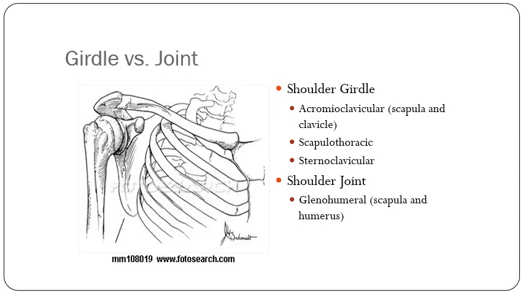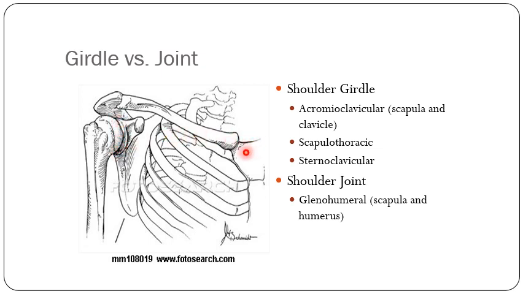So just to review a little bit, the girdle versus the joint. Again, remember the shoulder girdle is made up of the acromioclavicular joint, which is the articulation between the scapula and the clavicle, the scapulothoracic joint, which is where the scapula glides along the thorax, the rib cage, and the sternoclavicular joint, where the sternum articulates with the clavicle. Now what we're going to be focusing on is the glenohumeral joint, which is the articulation between the scapula and the humerus. So we're focusing on right here.